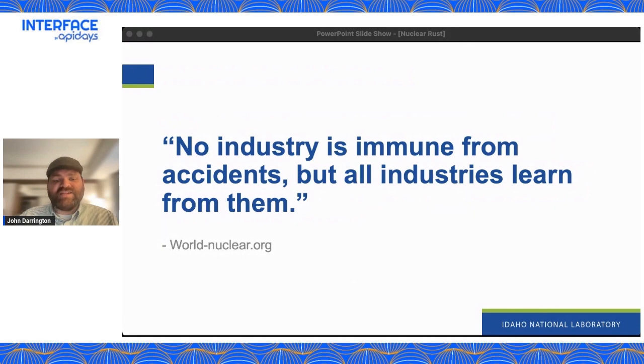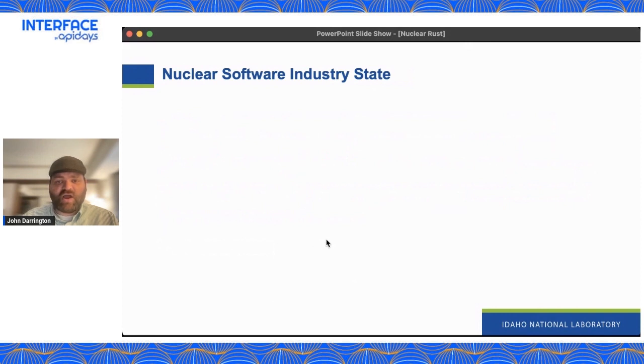It's not all roses, though. A safety focus, while extremely necessary and good in the nuclear world, has had some adverse effects on the software development industry which supports it. So let's talk a little bit about the nuclear software industry state as I've seen it and as I've dealt with it in the last little bit.